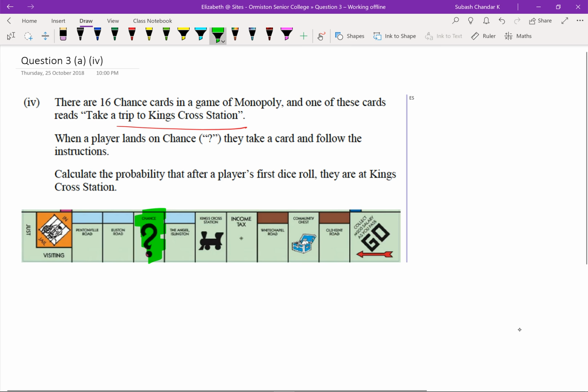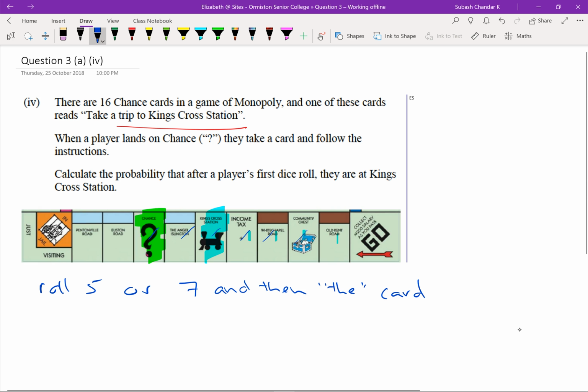So, there are two ways that we could get to King's Cross Station, aren't there? Either we can roll a dice, and we'd have to roll a 1, 2, 3, 4, 5. So if we roll 5, we'll get to King's Cross Station. Or, we can roll a 1, 2, 3, 4, 5, 6, if you're rolling a 7, and you then got that correct chance card, that would then allow you to get to King's Cross Station.